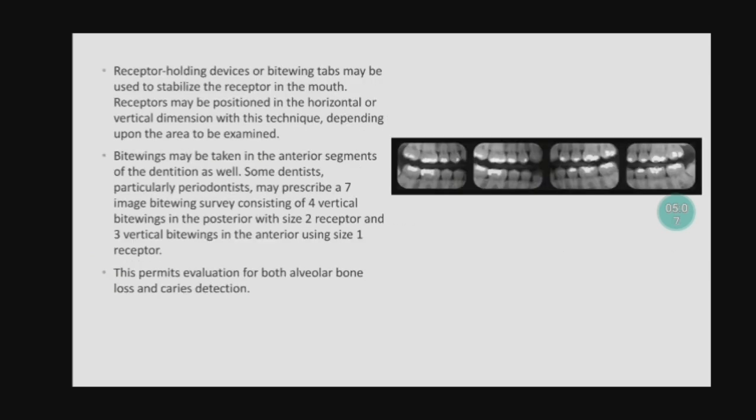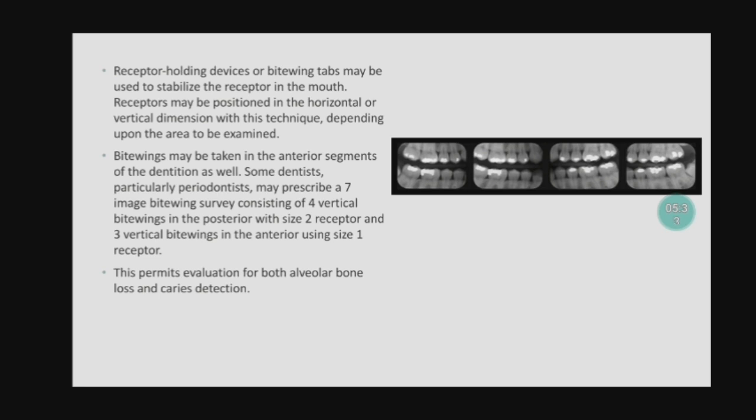So this is the example. Receptor holding devices or bite wing tabs may be used to stabilize the receptor in the mouth. Receptors may be positioned in the horizontal or vertical dimension with this technique, depending upon the area to be examined. Bite wings may be taken in the anterior segments of the dentition as well.